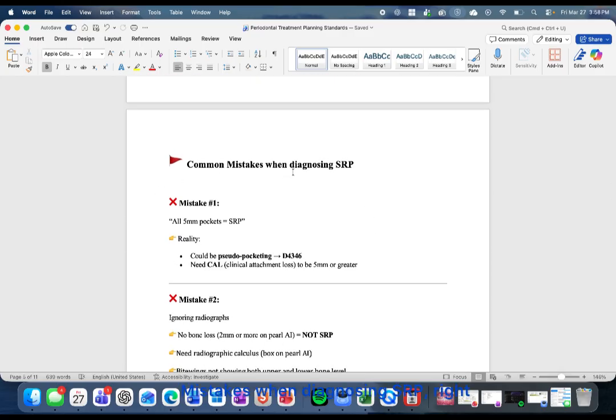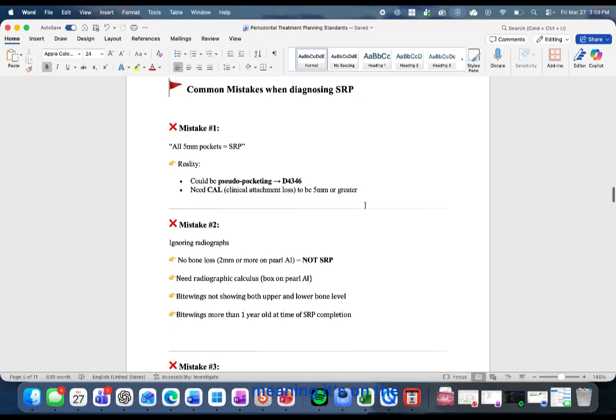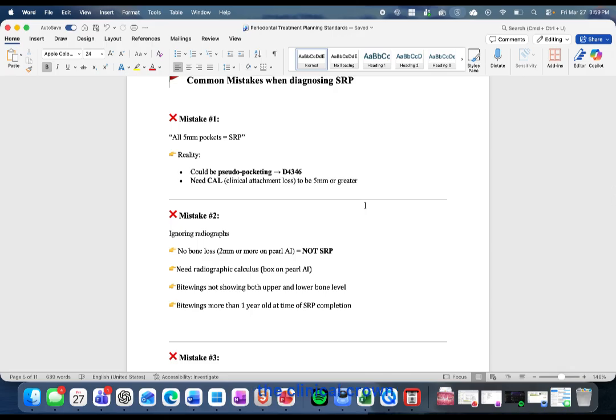Mistakes when diagnosing SRP, right? Oh, we have some 5 millimeter pockets. Let's diagnose SRP. No, it's not based on the pocket depths. It's based on the clinical attachment loss. That's why it's so important for us to chart the recession even when there is none, or if it's a positive, meaning it's on the clinical crown, the gingival margin.